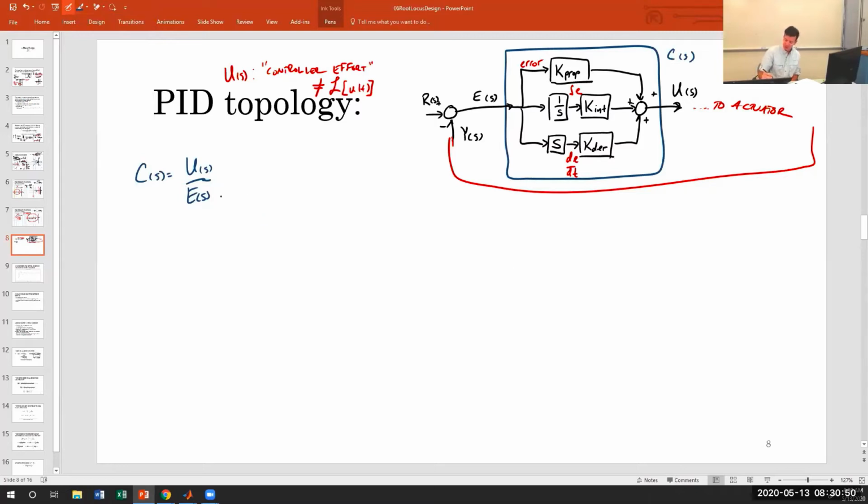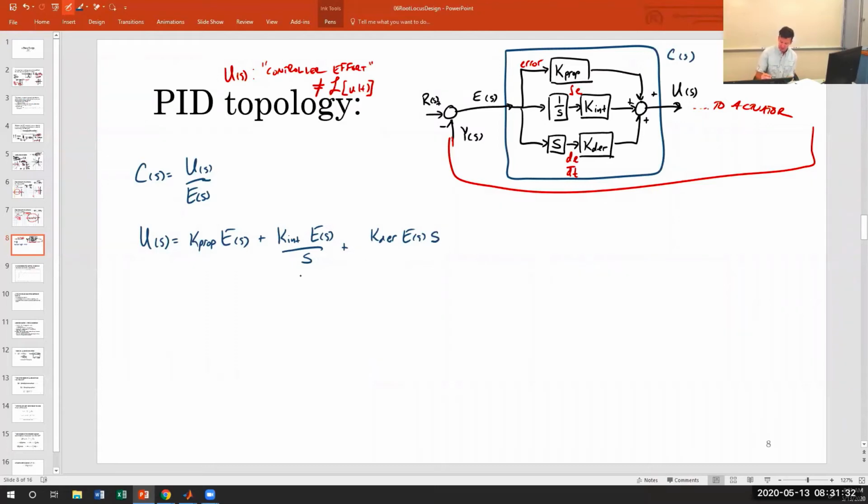Okay, so if I can get U in terms of E, then I think I'll be good. So let's say U of S is K prop times E of S, plus K int times E of S over S, plus K dir times E of S times S. Right, so I'm going backwards. I'm taking the Laplace diagram and making basically a differential equation out of it.